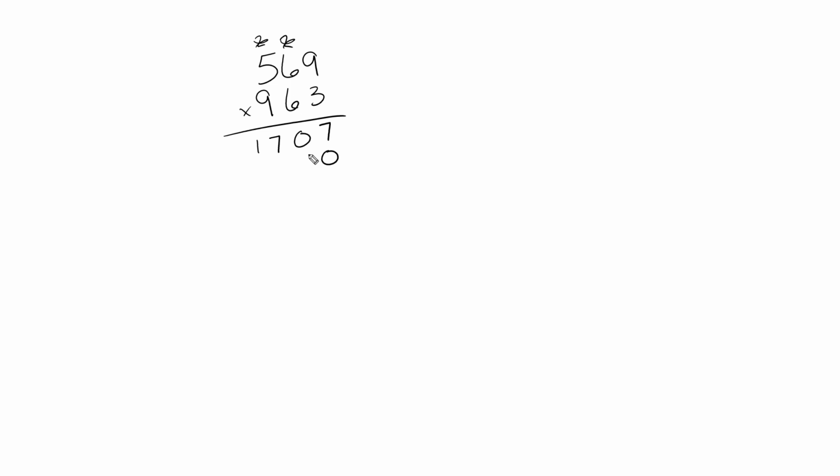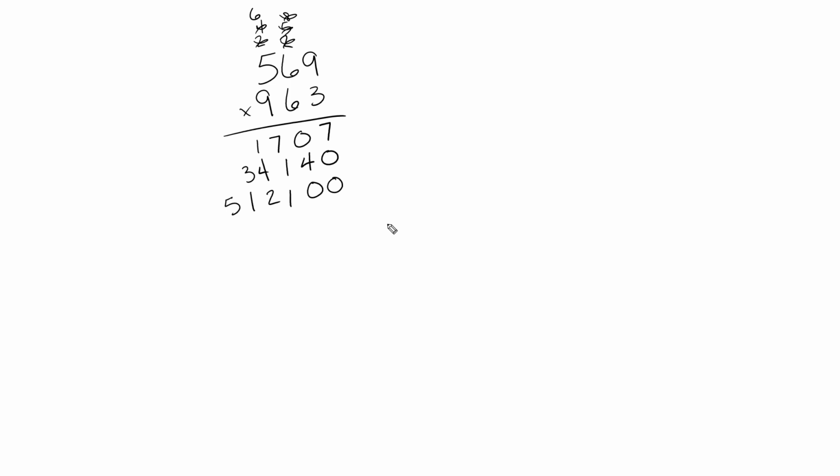6 times 9 equals 54, carry the 5. 6 times 6 equals 36, plus 5 equals 41, carry the 4. 6 times 5 equals 30, plus 4 equals 34. There's nowhere to carry, so 34 goes in the product row. The 100ths place will end in 2 zeros. 9 times 9 equals 81, carry the 8. 9 times 6 equals 54, plus 8 equals 62, carry the 6. 9 times 5 equals 45, plus 6 equals 51. Nowhere to carry, so 51 in the product row.